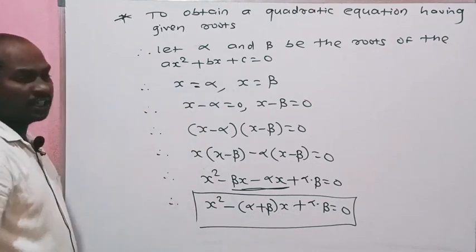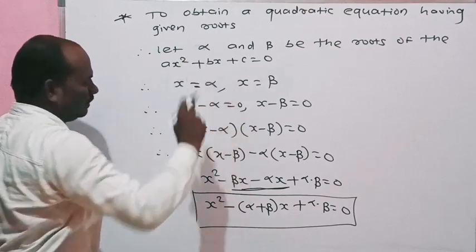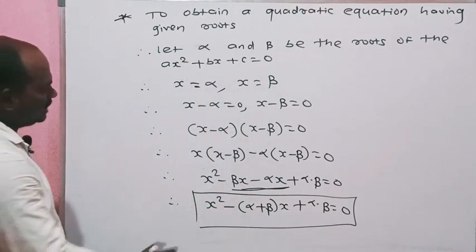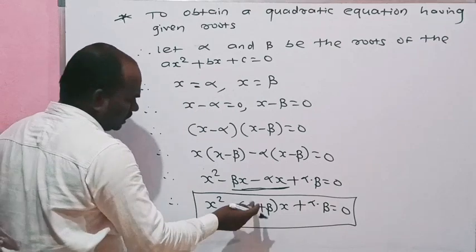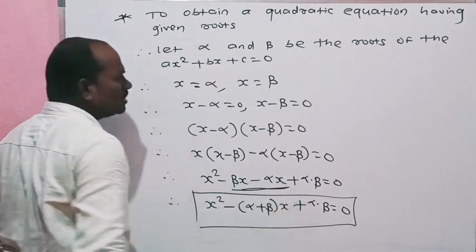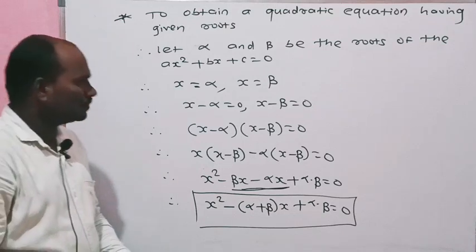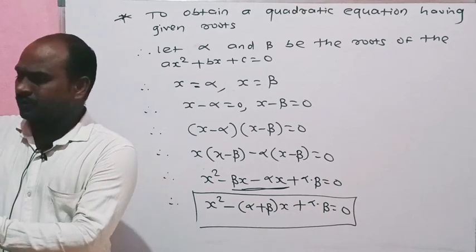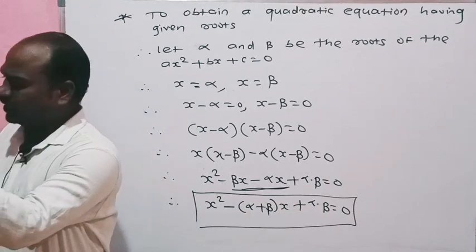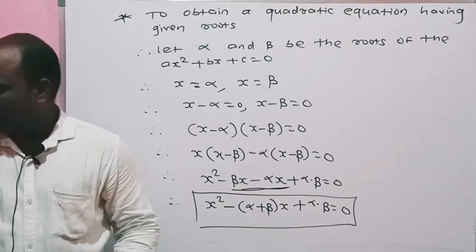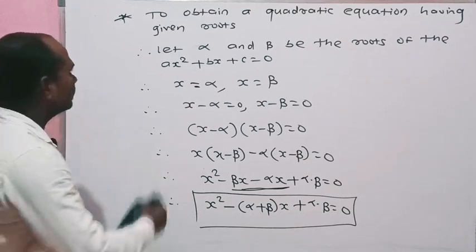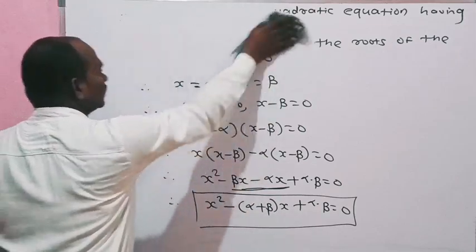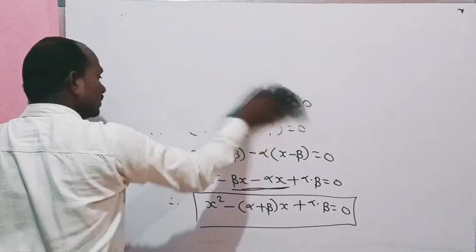Now this is the quadratic equation having roots alpha and beta, and this is the sum of roots, and this is the product of roots. Now we can solve some examples of quadratic equations.